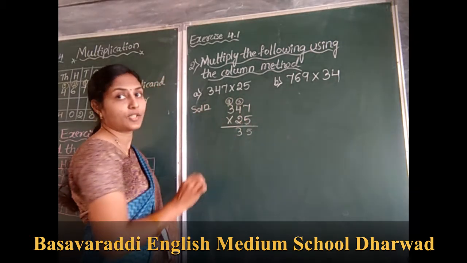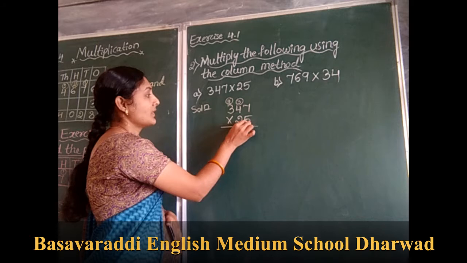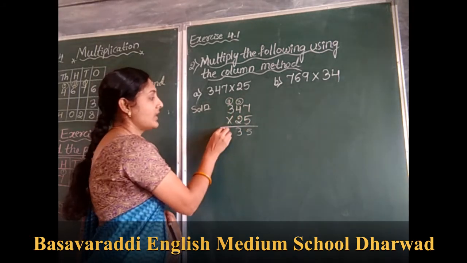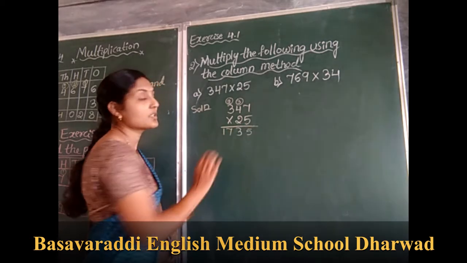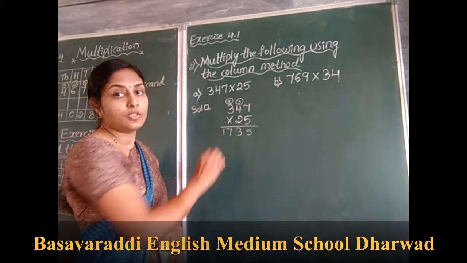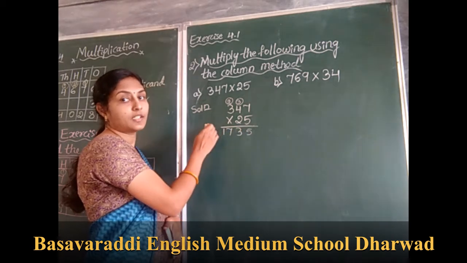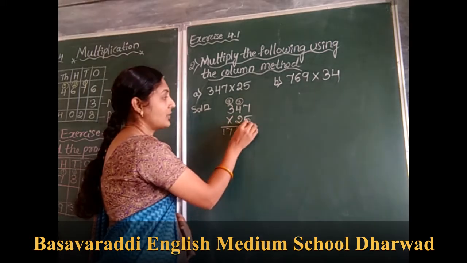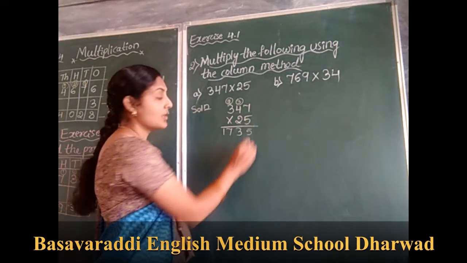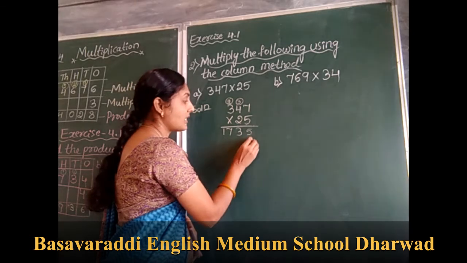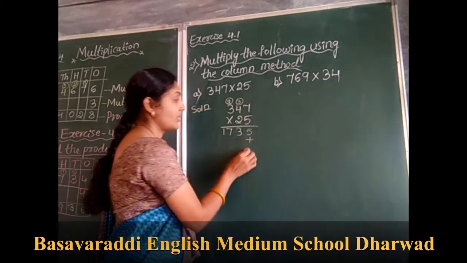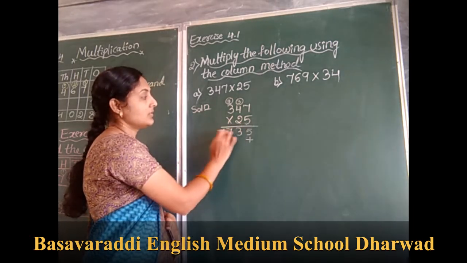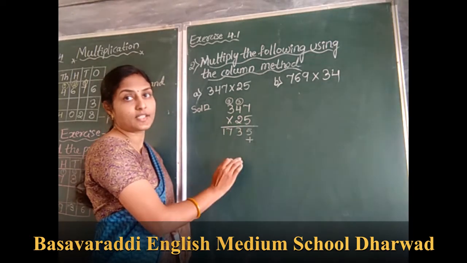Next, 5 threes are 15. The 15 plus 2 is 17. The ones place multiplication is finished. Then multiply the multiplicand by the second digit separately. So we put a 0 in the ones place. Why? Because the ones place multiplication is finished, so we have to do the multiplication by the tens place now.